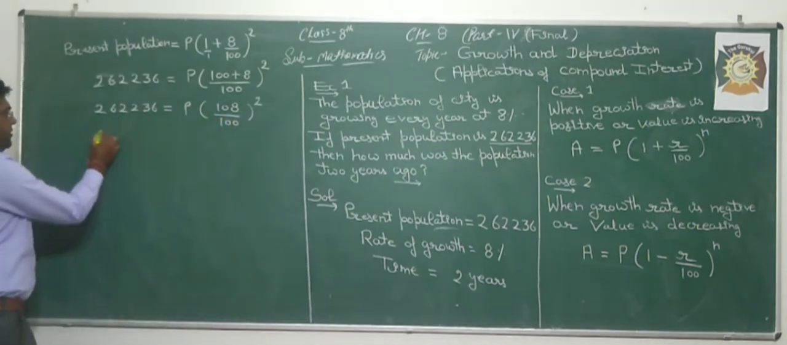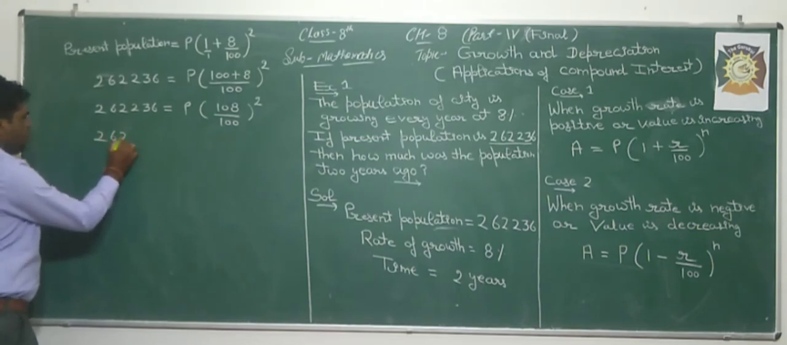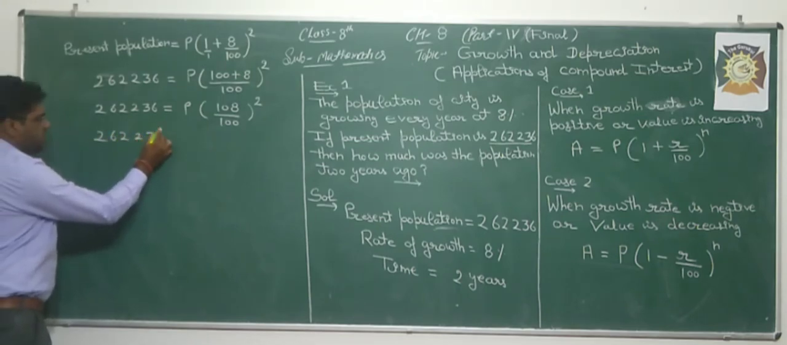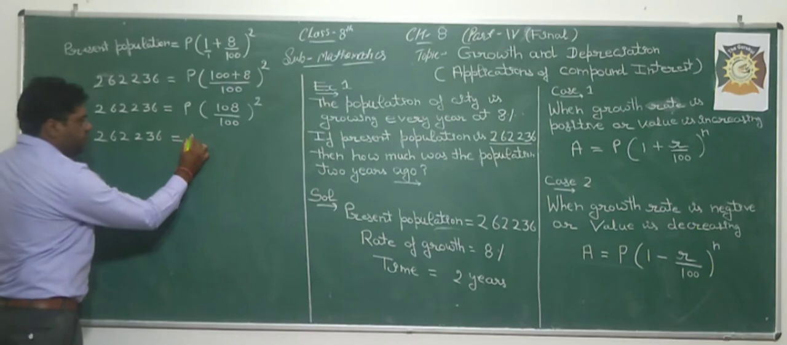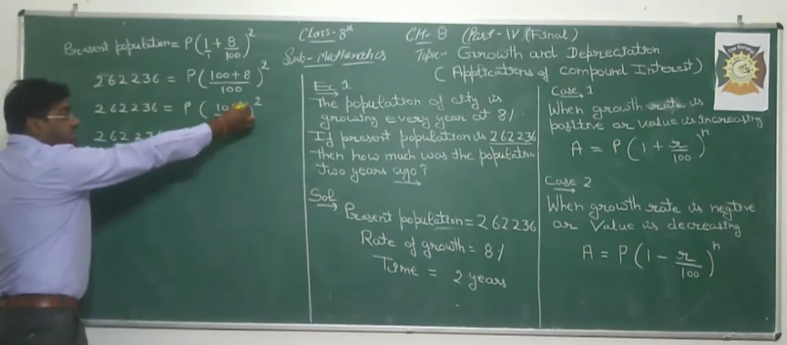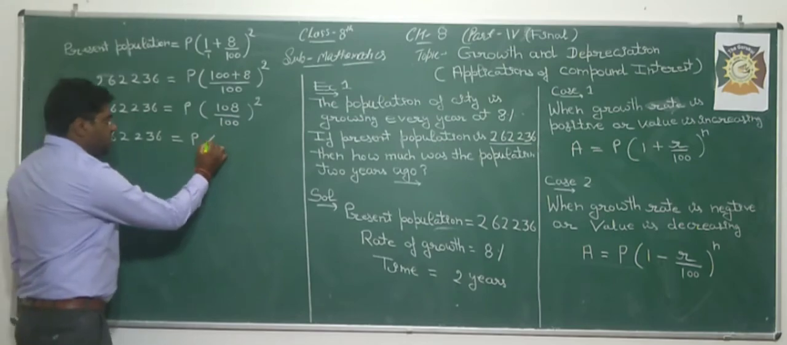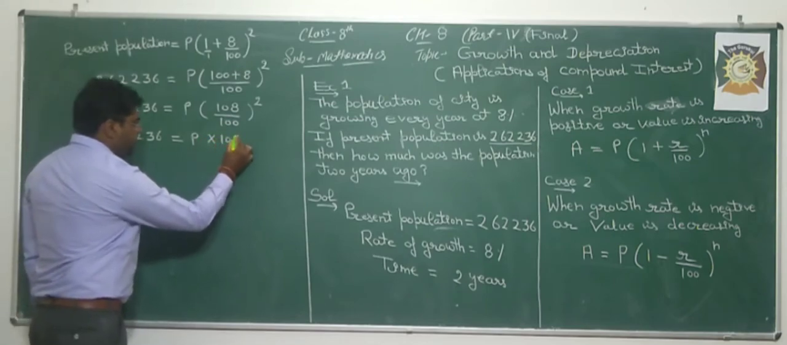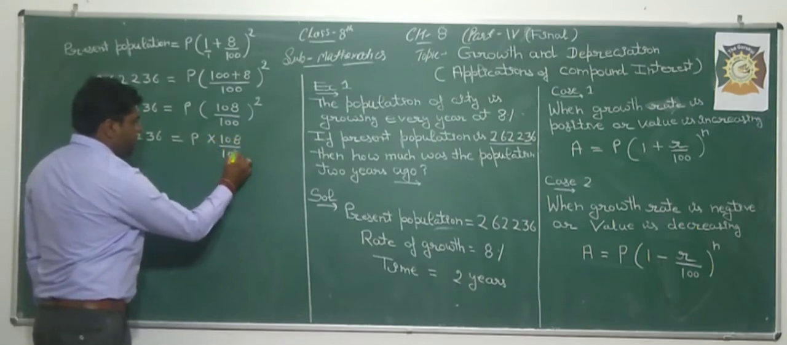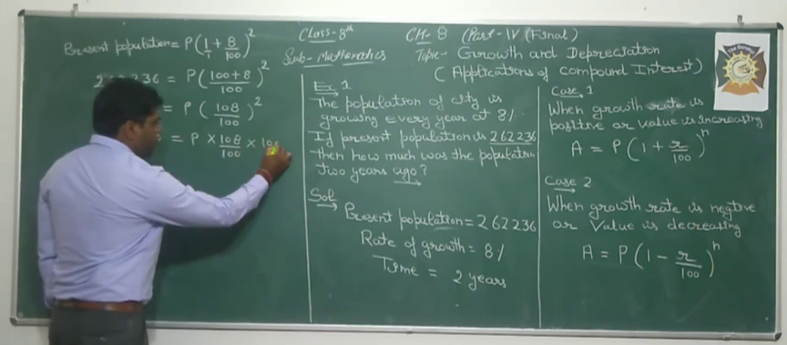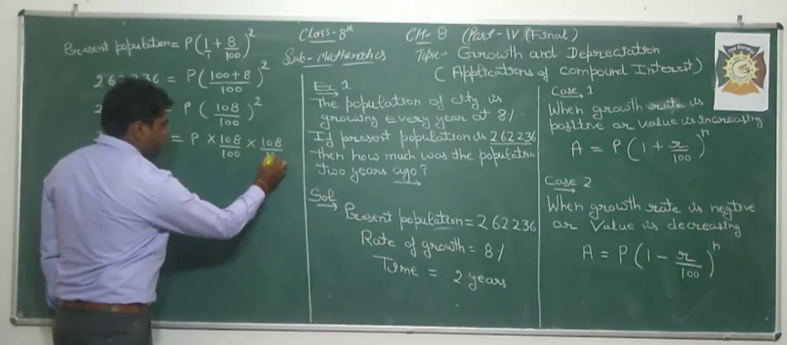Then how can we write? That is 2,62,236 is equal to P. Now because its power is 2, we can write it 2 times. Then it becomes 108 upon 100 multiplied by 108 upon 100.